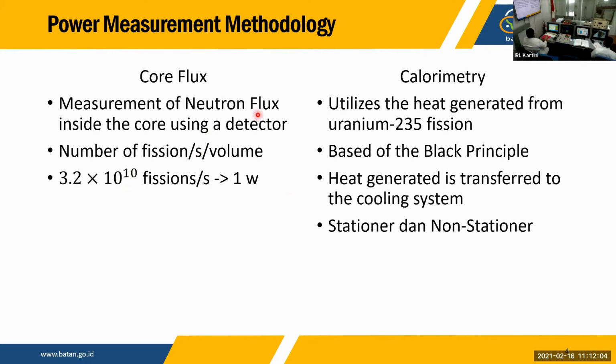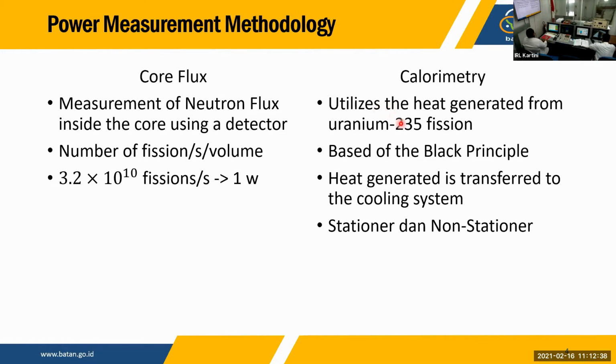The second method, calorimetry, utilizes the heat generated from uranium-235 fission. The heat generated will heat the water, and there will be changes in the water temperature. This is what we will observe, and from the changes in the water temperature over a period of time, we can obtain the power generated by the reactor.